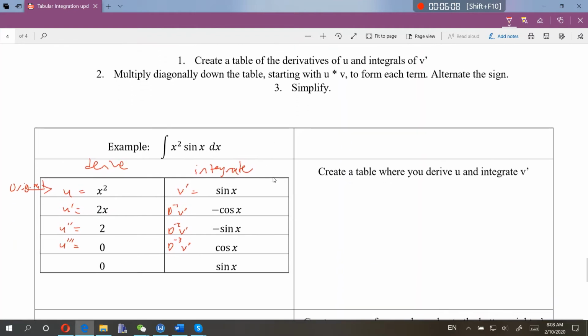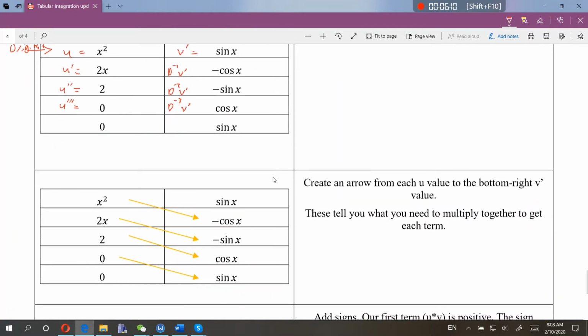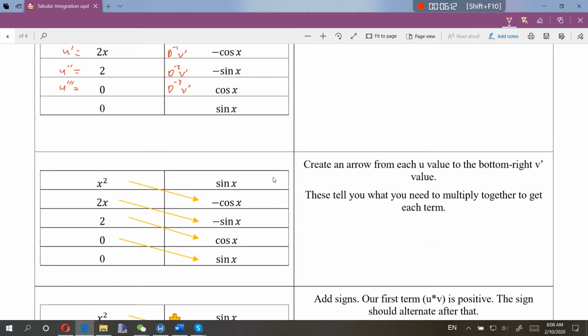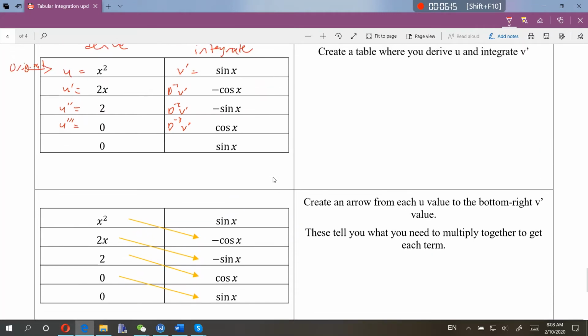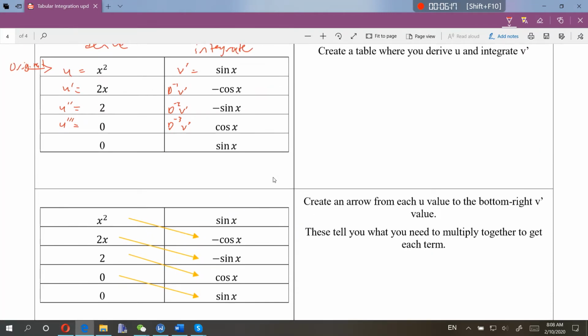Okay, so once we got our table set up, I'm going to match each of these functions diagonally. So I would need to multiply u times the first integral of v prime, so that's uv for my first term. Okay, so here's x squared, negative cosine x, uv would be my first term.